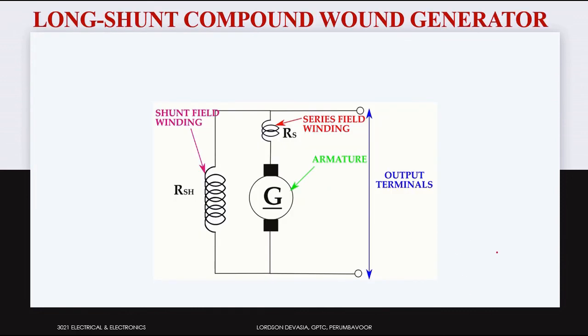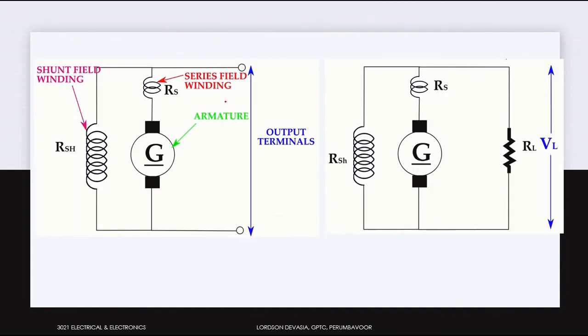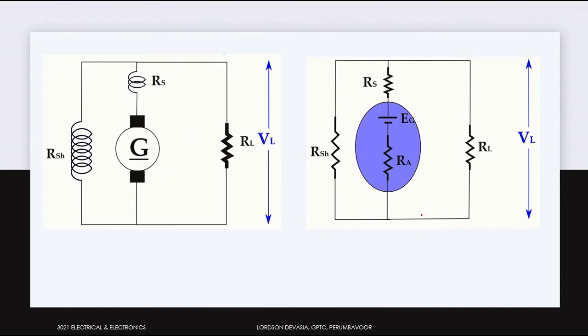Then the long shunt compound generator. Here the shunt field winding is connected across both the armature winding and the series field winding. Here this is the armature, connected with the series field, and the shunt field is connected across it. So that it is known as a long shunt compound generator. So this is the connection, and this is the equivalent circuit.